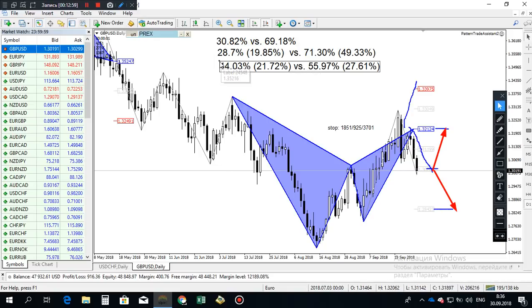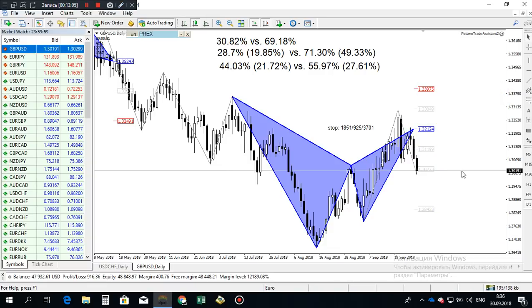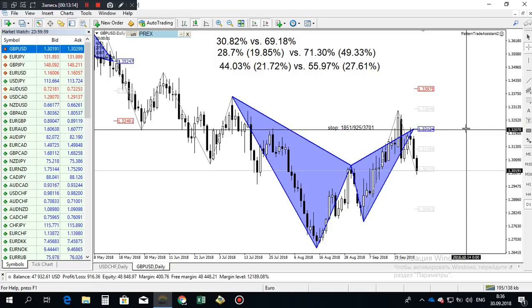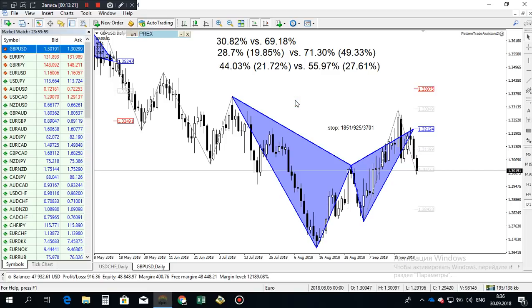Okay, hope you understood these numbers, hope you understood what they mean and what the probability is. Based on this, there is a 56% probability that it will go lower, and a 44% probability that it will bounce to the upside. So you just draw conclusions. I'm showing you the probability. What are these probabilities based on?